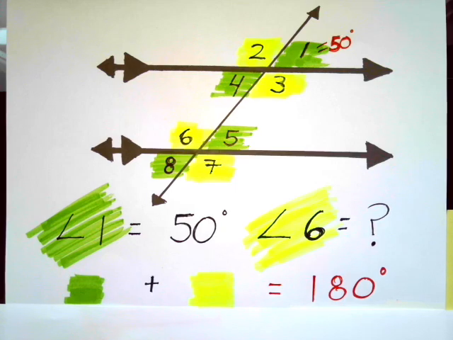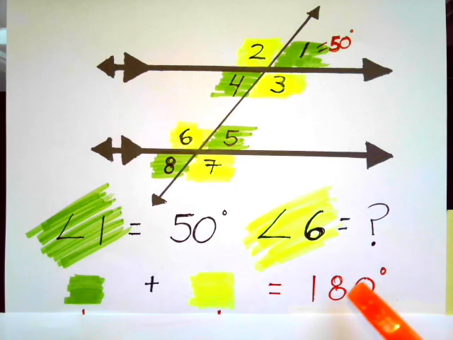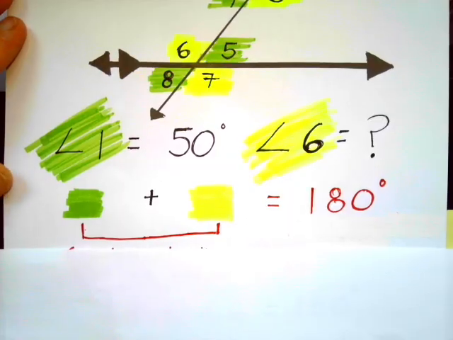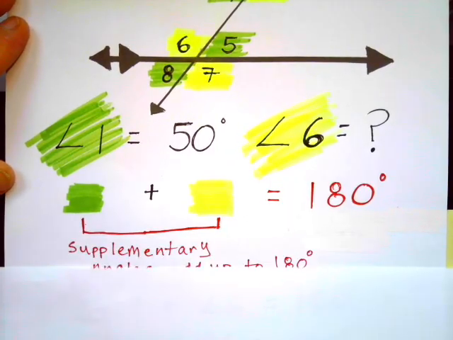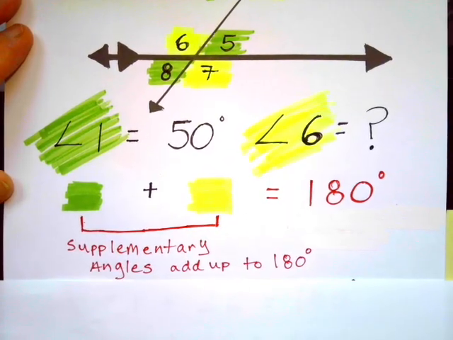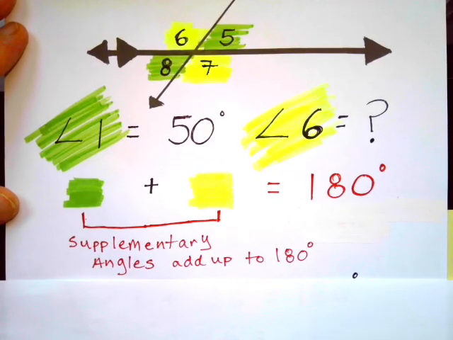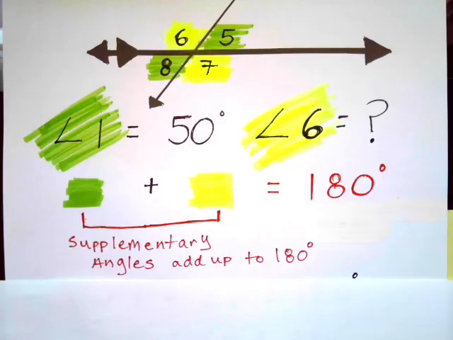And you know that when you add a green plus a yellow, they will add up to be 180 degrees, right? And so, again, they are supplementary angles, right? The angles highlighted in yellow plus angles highlighted in green will add up to 180 degrees.